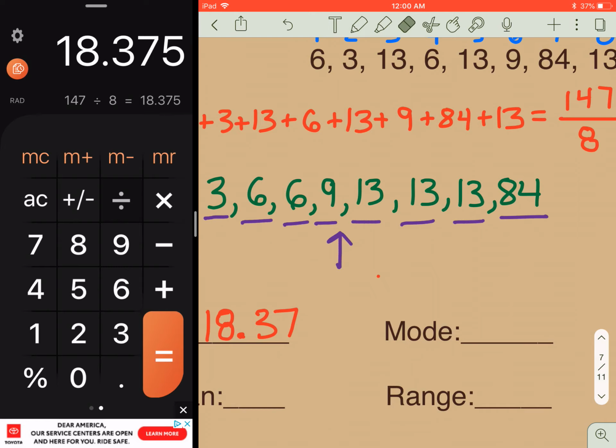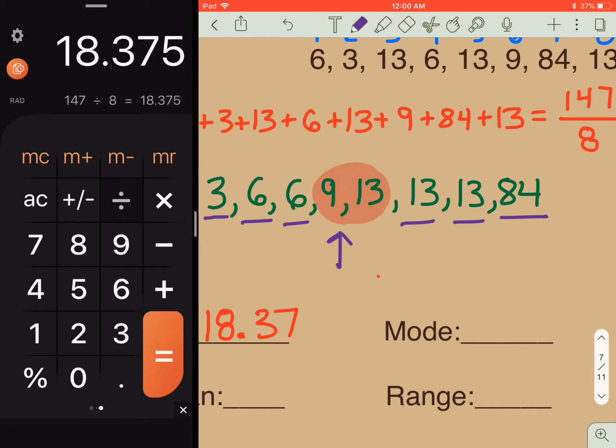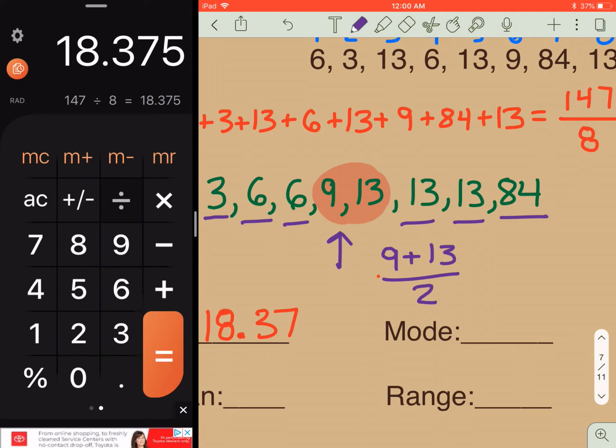When I have an even amount of numbers in my data set, I won't have just one number in the middle. I'll have 2 numbers in the middle. And for this one, my 2 numbers in the middle will be 9 and 13. So to find the median with an even number of points, I would take the 2 numbers and add those together and find the average of those 2 numbers. So I would divide by 2 because I'm adding 2 numbers together. So 9 plus 13 is 22, and when I divide that by 2, I get a median of 11.